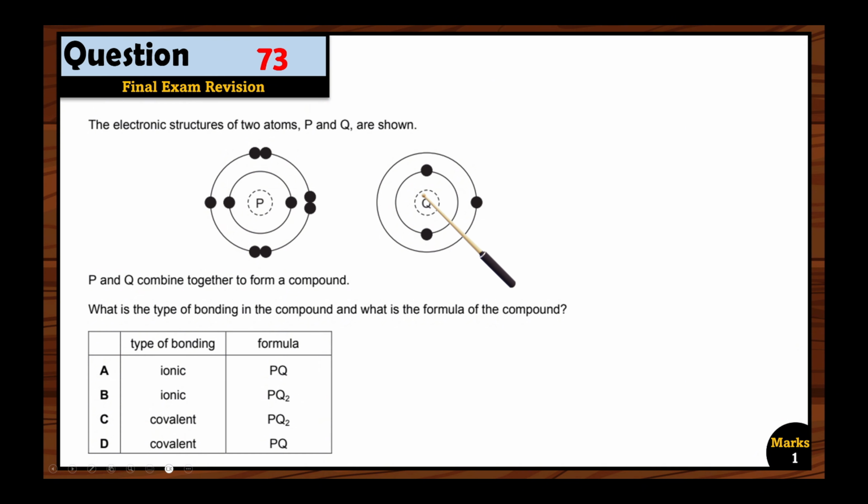So Q is a metal. Whenever a metal and a non-metal react, which compound will they form? Of course, an ionic compound. So the bonding will be ionic bonding. Can you see an ionic bond? Yes, A and B have ionic bonding. So now let's see the formula.